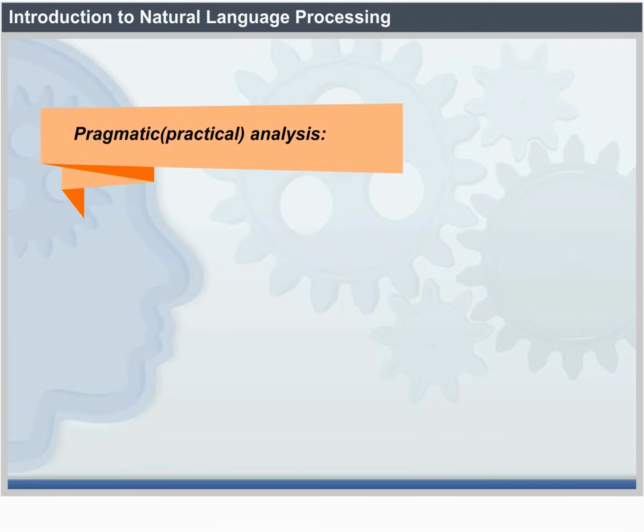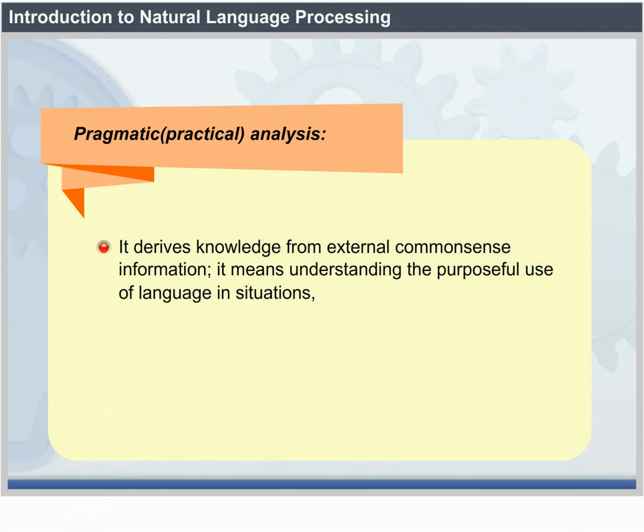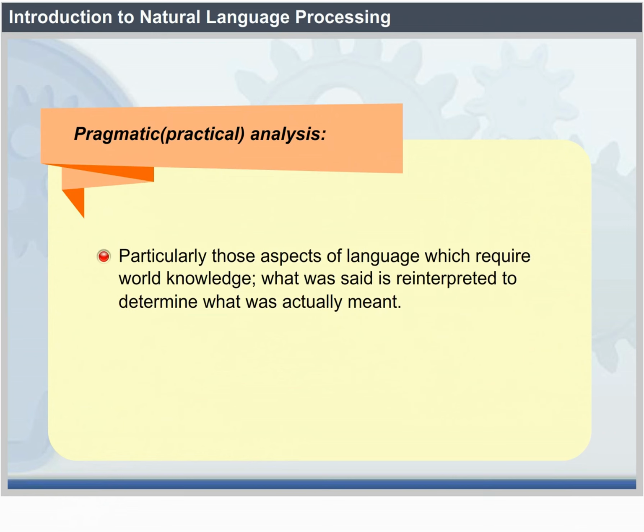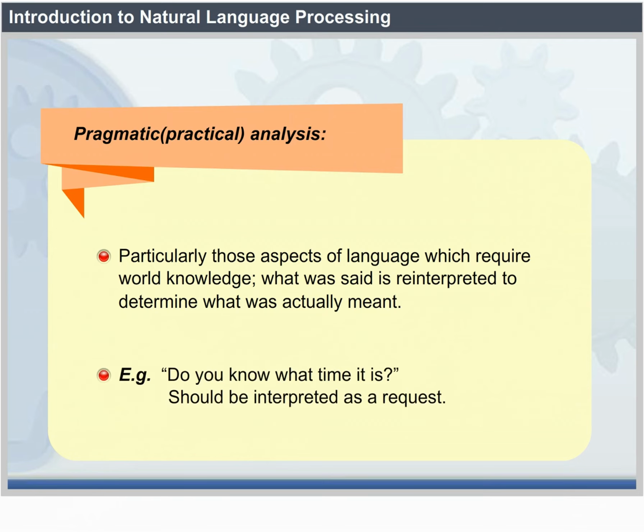Pragmatic analysis. It derives knowledge from external common sense information. It means understanding the purposeful use of language in situations, particularly those aspects of language which require world knowledge. What was said is reinterpreted to determine what was actually meant. Example: "Do you know what time it is?" should be interpreted as a request.